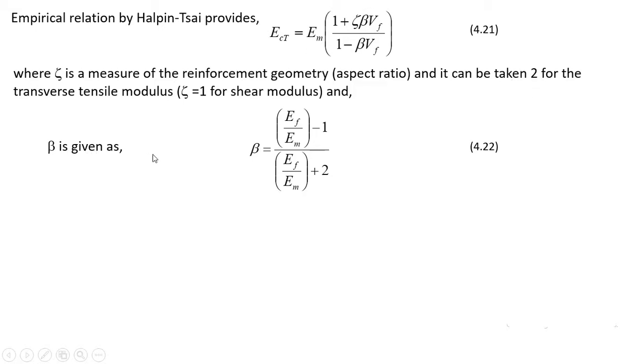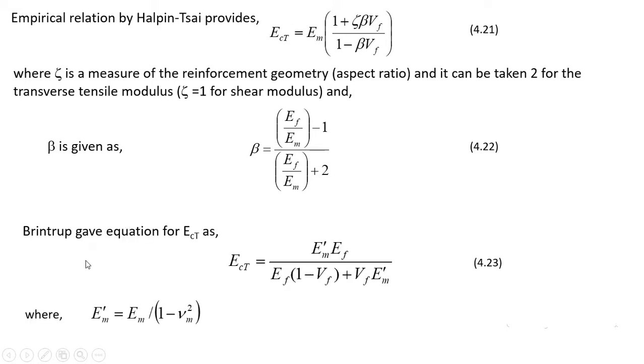Beta is given by this relation. Here we can see that it is the ratio of the modulus of fiber and the matrix minus 1, over the ratio of the fiber over matrix plus 2. So this is the relation which defines beta. By using this equation, it is possible to calculate the Young's modulus of the composite in transverse direction.